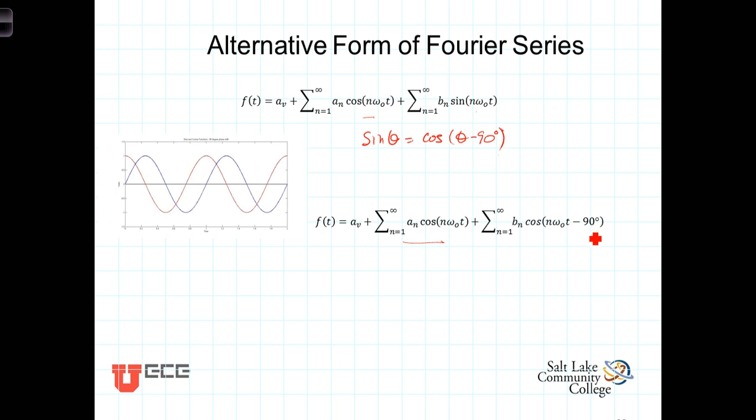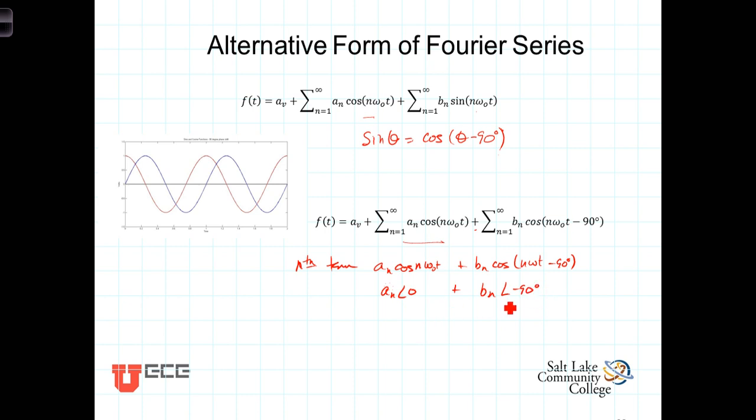Now, we can look at the nth term of each of these sums and add them together. And we have then the nth term will be a sub n cosine n omega naught t plus b sub n cosine of n omega naught t minus 90 degrees. Now if we write these in phasor form, first of all in polar form, this is going to be a sub n angle 0 plus b sub n angle minus 90 degrees.